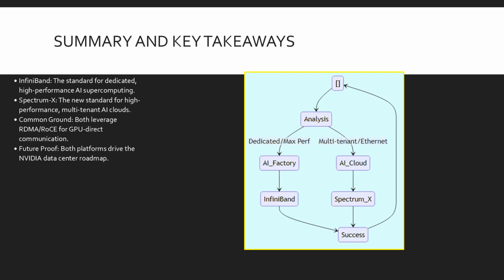To summarize, NVIDIA offers two optimized paths for AI networking. InfiniBand is the mature, ultra-performance choice for dedicated supercomputing clusters. Spectrum-X is the modern, accelerated choice for cloud-scale multi-tenant environments. Both rely on RDMA to bypass CPUs and unleash GPU power. By understanding the distinction between an AI factory and an AI cloud, you can confidently select the right architecture. What did we learn? We learned that while the protocols differ, the goal is the same: keeping GPUs fed with data. We conclude with this lifecycle view.